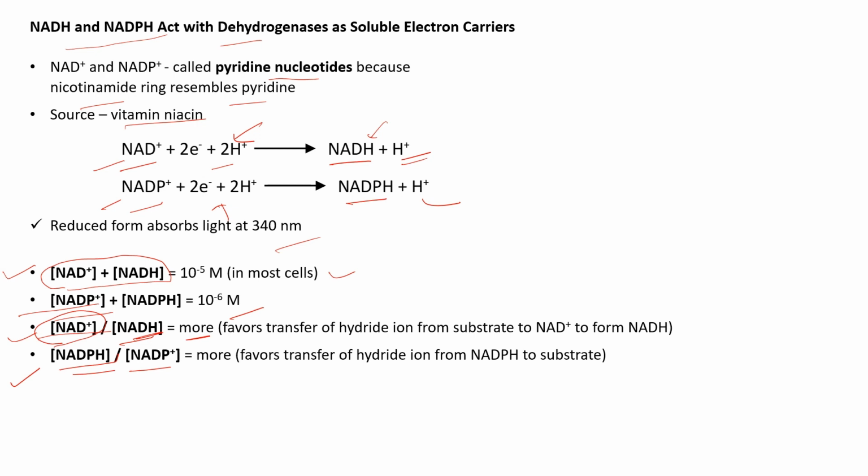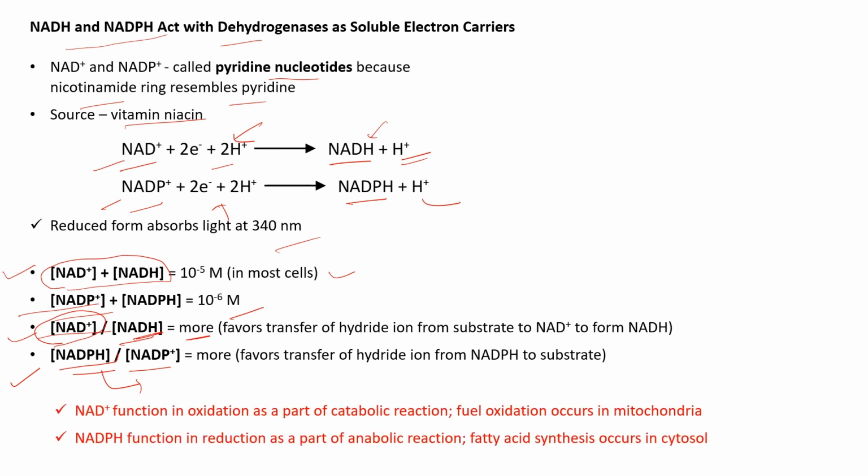What is the function of NAD? It takes hydrogen from the substrate because the concentration of NAD plus is more than NADH. Whereas in NADP, we can see the concentration of NADPH is more compared to NADP plus. So it can donate H. So it donates H to the substrate, so it helps to reduce the substrate. Whereas NAD plus helps to oxidize the substrate. So NAD plus functions in oxidation.